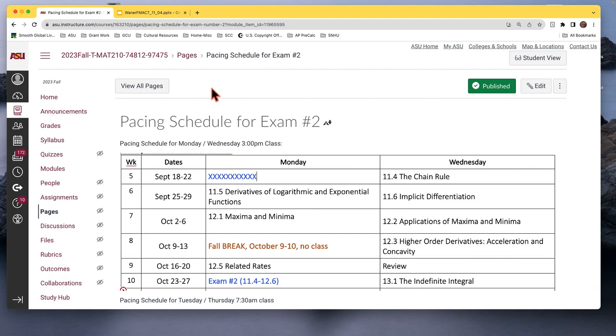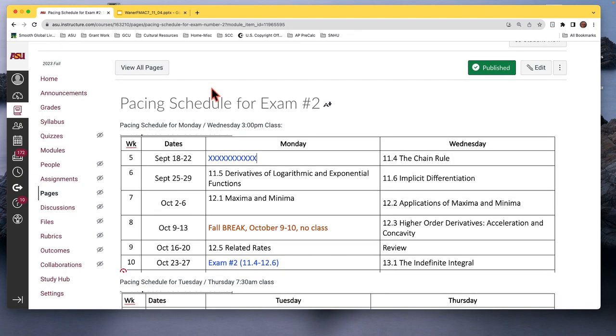Start of the new content for exam 2. So I do have the pacing schedule set up. We're going to take a look at something called the chain rule, which is another technique for taking a derivative.